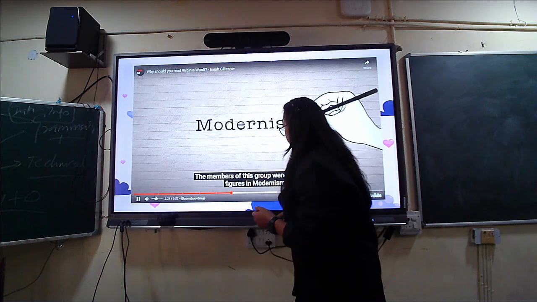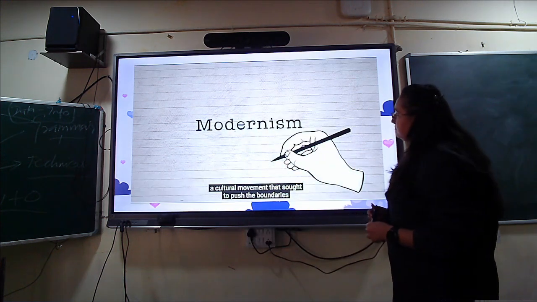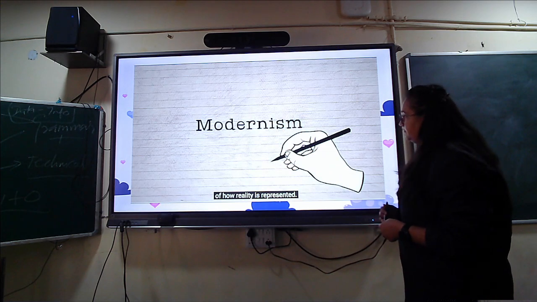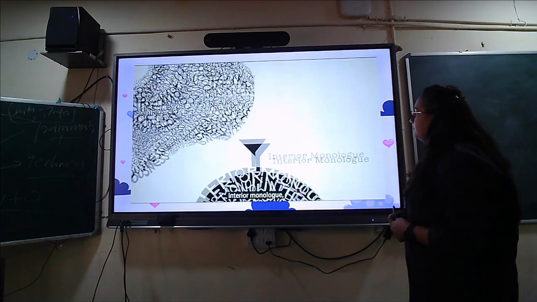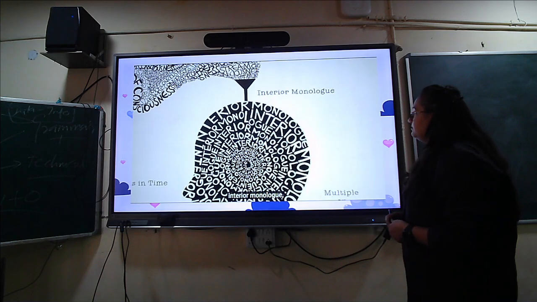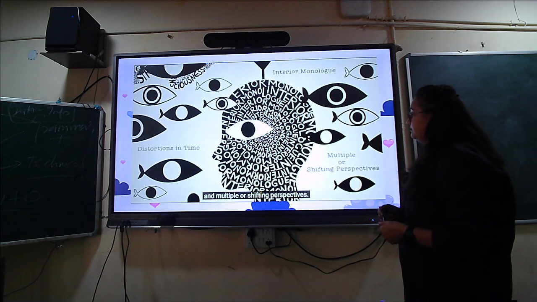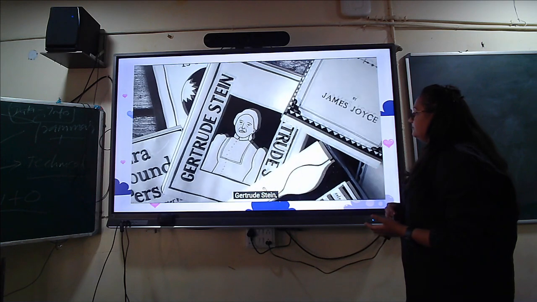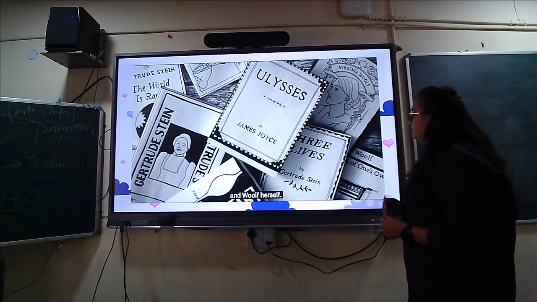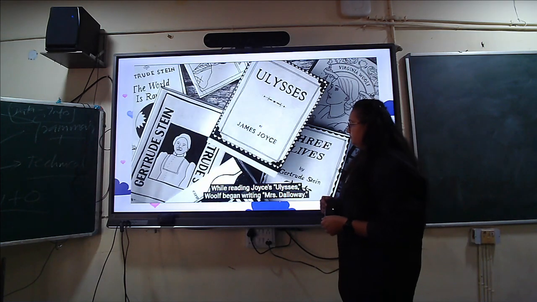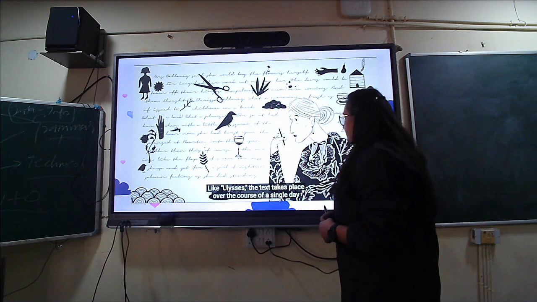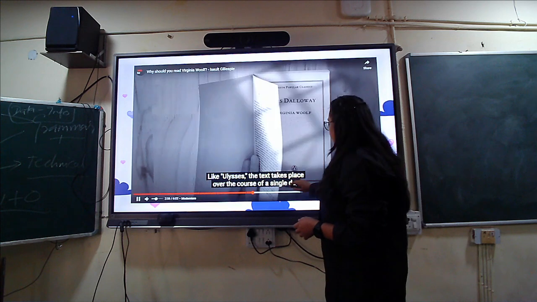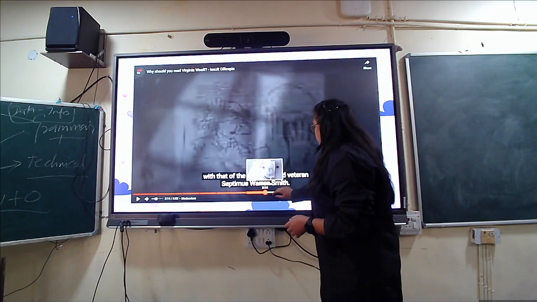Feminist figures in modernism, a cultural movement that sought to push the boundaries of how reality is represented. Key features of modernist writing include the use of stream of consciousness, interior monologue, distortions in time, and multiple and shifting perspectives. These appear in the work of Ezra Pound, Gertrude Stein, James Joyce, and Woolf herself. While reading Ulysses, Woolf began writing Mrs. Dalloway. Like Ulysses, the text takes place over the course of a single day and into the evening.